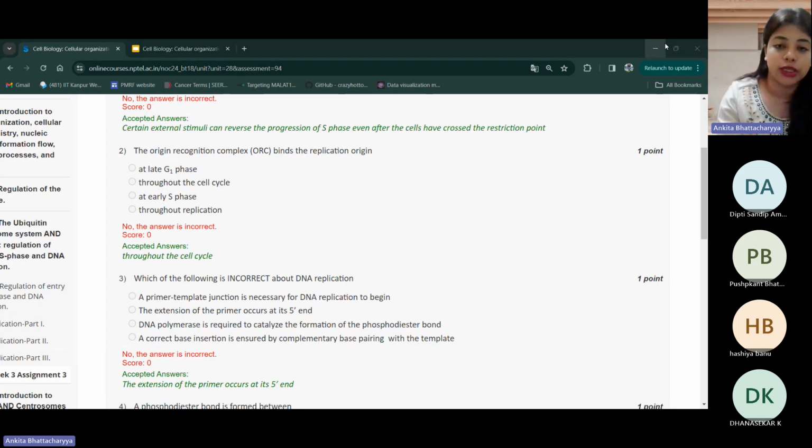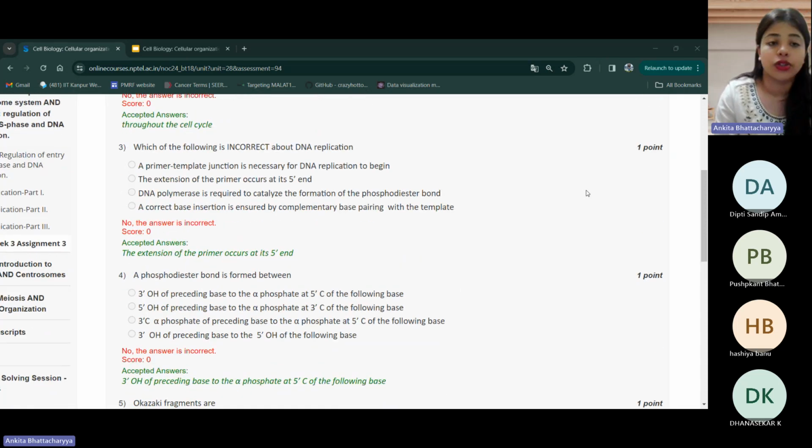in order to ensure that replication can only be initiated once throughout the cell cycle, and it does not, during one division, undergo multiple replications because that will lead to a number of anomalies. It will lead to multinucleated cells, which is something you do not want, and can also lead to neoplastic transformation as well. So therefore, the correct option is option B, that it binds the replication origin, which is its binding site, throughout the cell cycle.